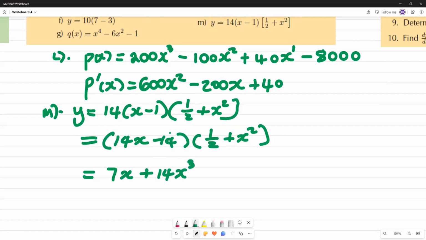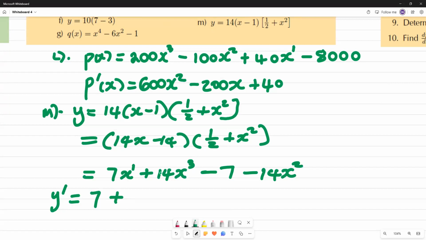Then we're going to do the same with this one. This times that gives us minus 7. Then this times that gives us minus 14x squared. Now we remove the bracket and everything looks good. So we can do y prime, right? So here it's 1, so it's going to be 7. X to the power 0 will disappear. Plus, what is 14 times 3?